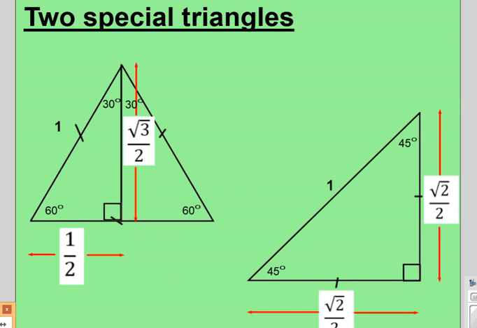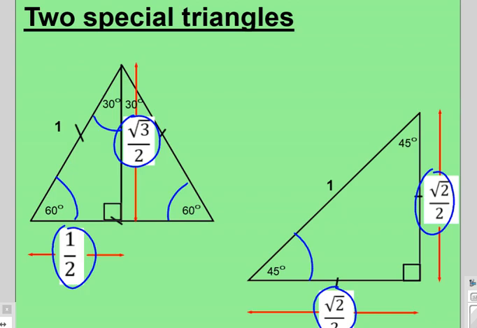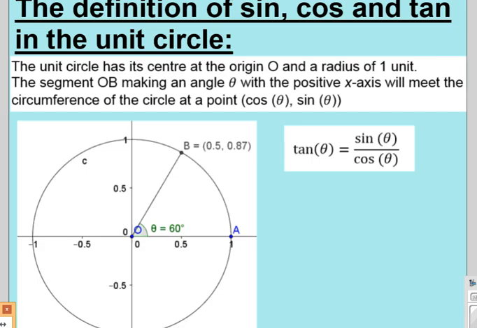When we analysed these triangles, we found the angles 60, 60, 30, 45, as well as these lengths 1/2, √3/2, √2/2. And we put these lengths in the unit circle to define sine and cosine.